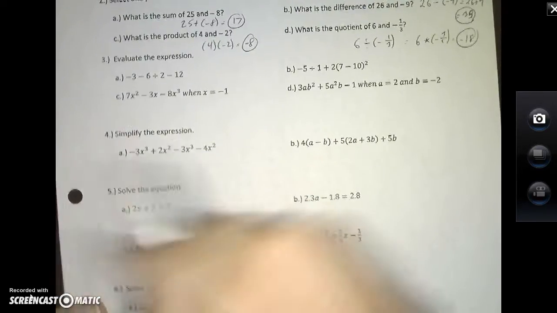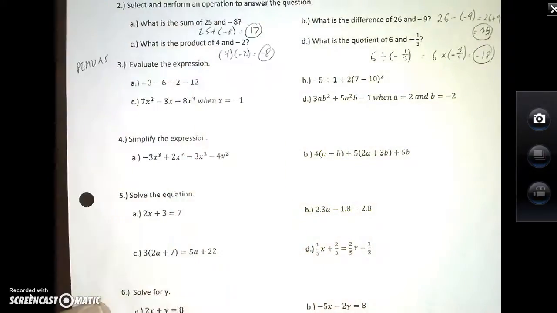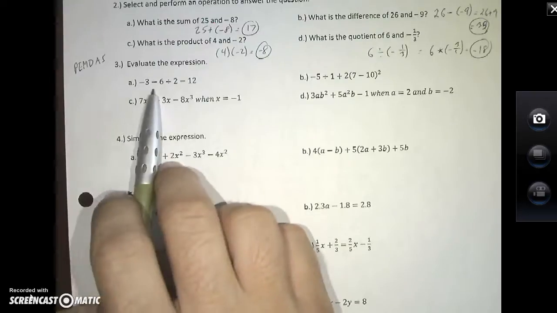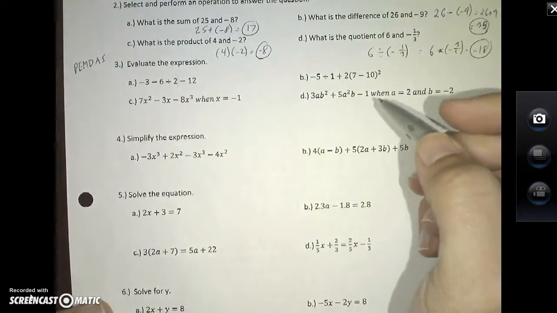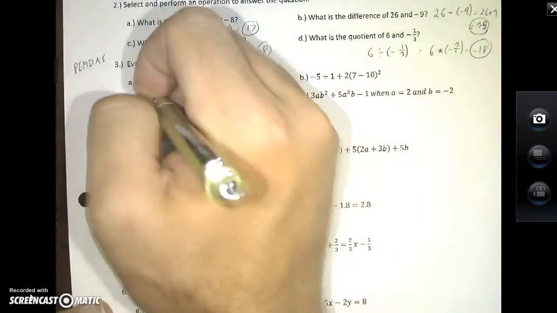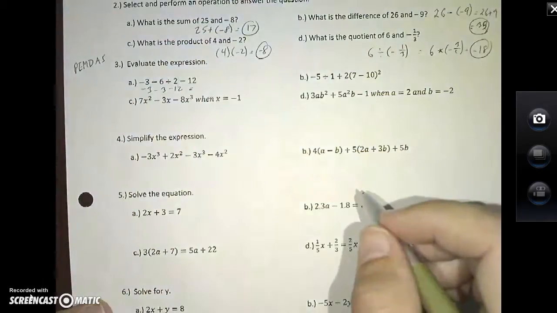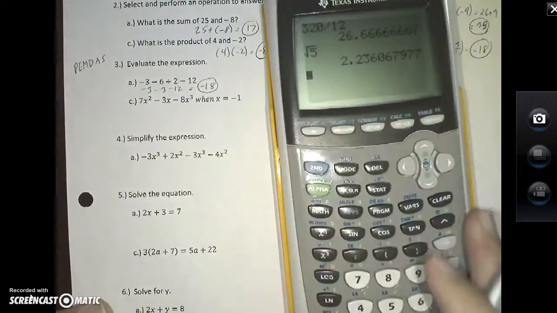Evaluate the expression. Okay, we're going to be taking a look at PEMDAS. If it helps, write it down. Please excuse my dear Aunt Sally. Parentheses, exponents, multiplication, division, addition, subtraction. So -3 minus 6 divided by 2 minus 12. I'm going to do this first. Okay, 6 divided by 2, which gives me 3. So now we go across. -3 minus 3 is -6. Minus 12 is -18.